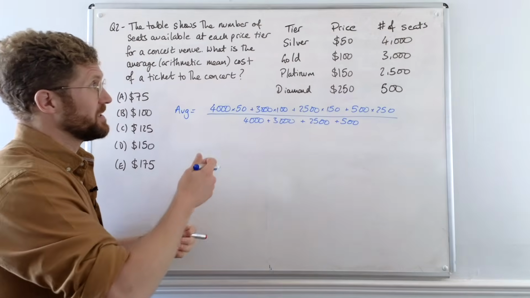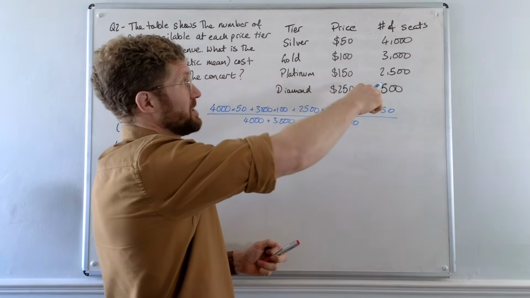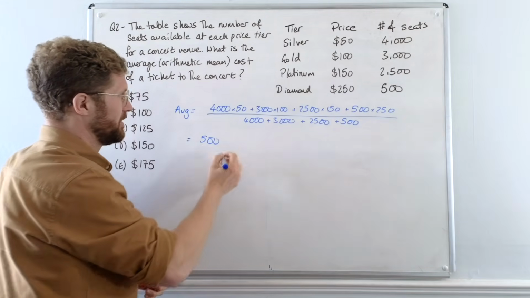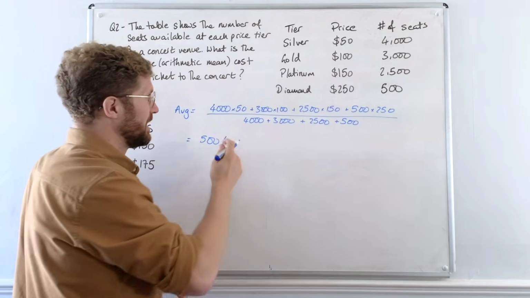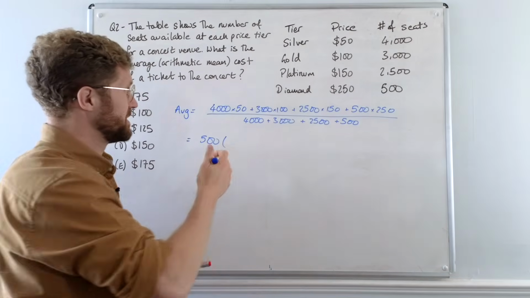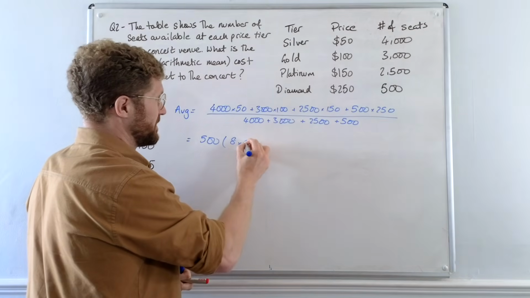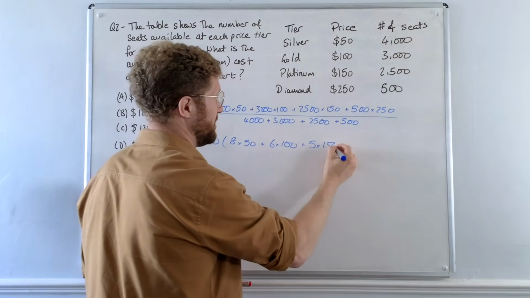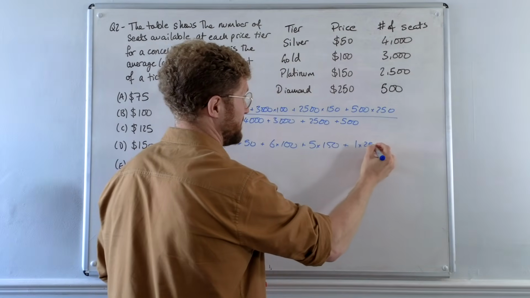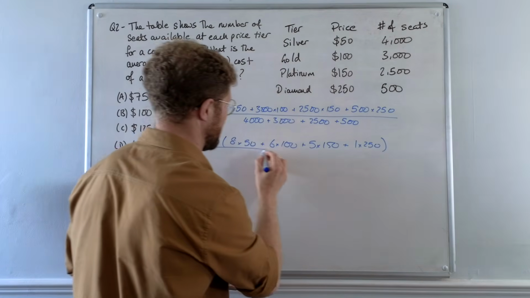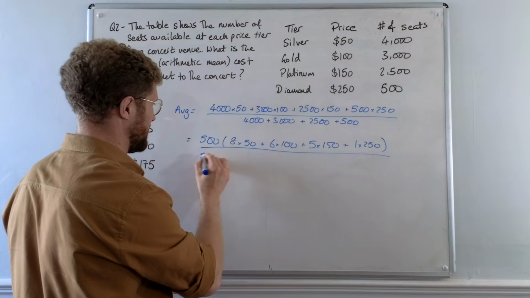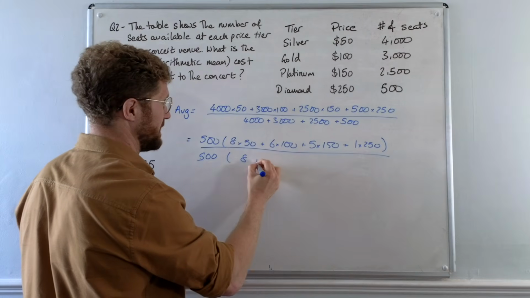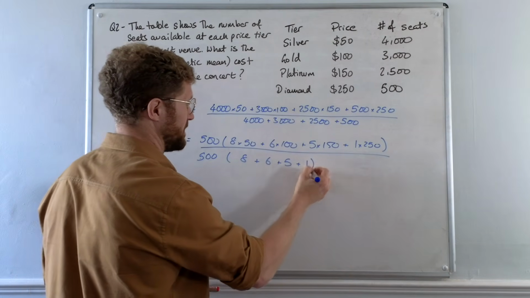There are common factors in each of these. The number of seats at each tier, well, they're all multiples of 500. So I could pull a 500 out of the front of this calculation and this whole thing suddenly will become a bit simpler. I've got 8 times 50 plus 6 times 100 plus 5 times 150 plus 1 times 250, and I could do the same on the bottom of this fraction. I've got 500 and that's now 8 plus 6 plus 5 plus 1.